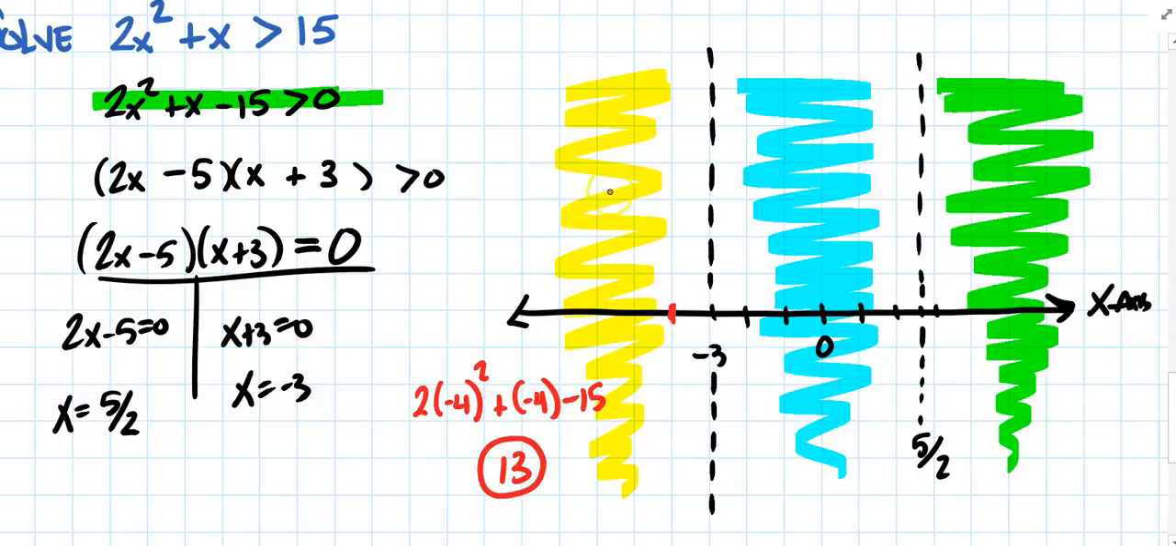13 is a positive number. That means it's above the x-axis. That means it's over here in this region. Okay, if I take 0, 0 is a really easy test point. So if you can use it, go ahead and use it. So if I plug 0 in, I would get 2 times 0 squared plus 0 minus 15. Is that bigger than 0? Is negative 15 greater than 0? No, that's a false statement. Or I'd get a negative number.